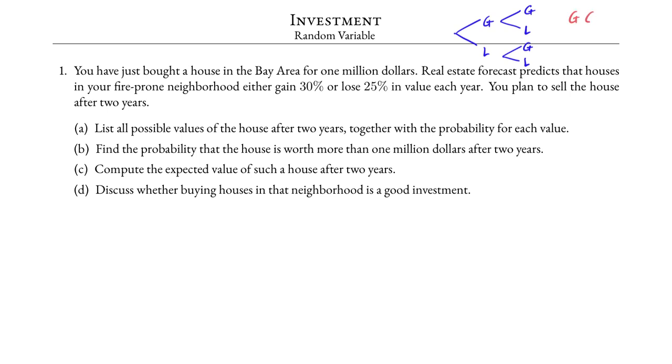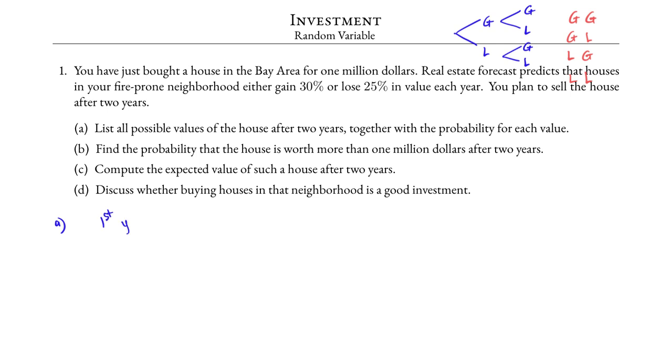Gain the first year, gain the second year. Gain the first year, but lose the second year. Lose the first year, gain the second year, or lose the first year, lose the second year. There are therefore 4 possible values. We will also list their corresponding probability, but first we will summarize this in a table.